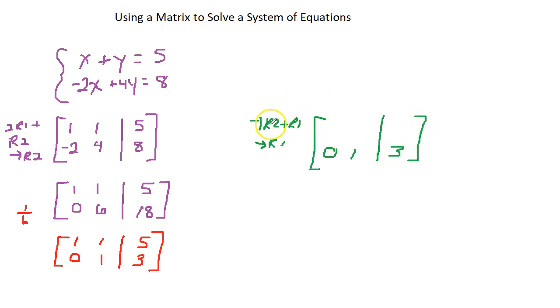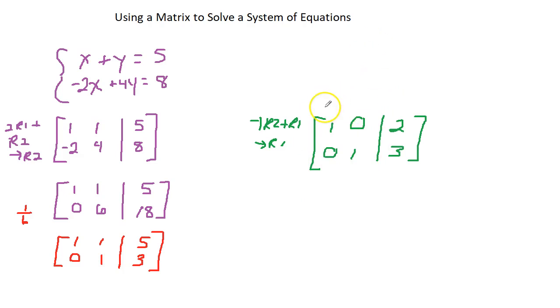So negative 1 times row 2, so negative 1 times 0 is 0. 0 plus 1 makes 1. So this stays a 1. Then I say negative 1 times 1 is negative 1. Add it to 1 and this becomes 0. Negative 1 times 3 is negative 3. Add it to 5 and this becomes 2. This is now in what's called reduced row echelon form.